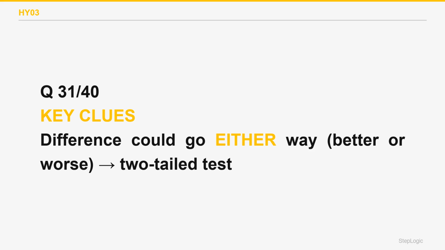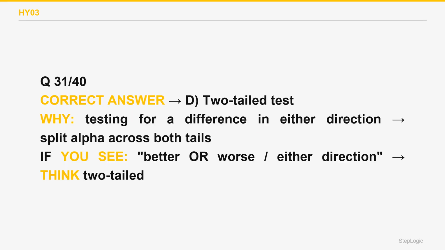A two-tailed test checks for a difference in either direction, the drug being better or worse than placebo, splitting the alpha between both tails of the distribution. It is the standard, more conservative choice whenever you do not know in advance which way the effect will go, which is almost always. The correct answer is D.